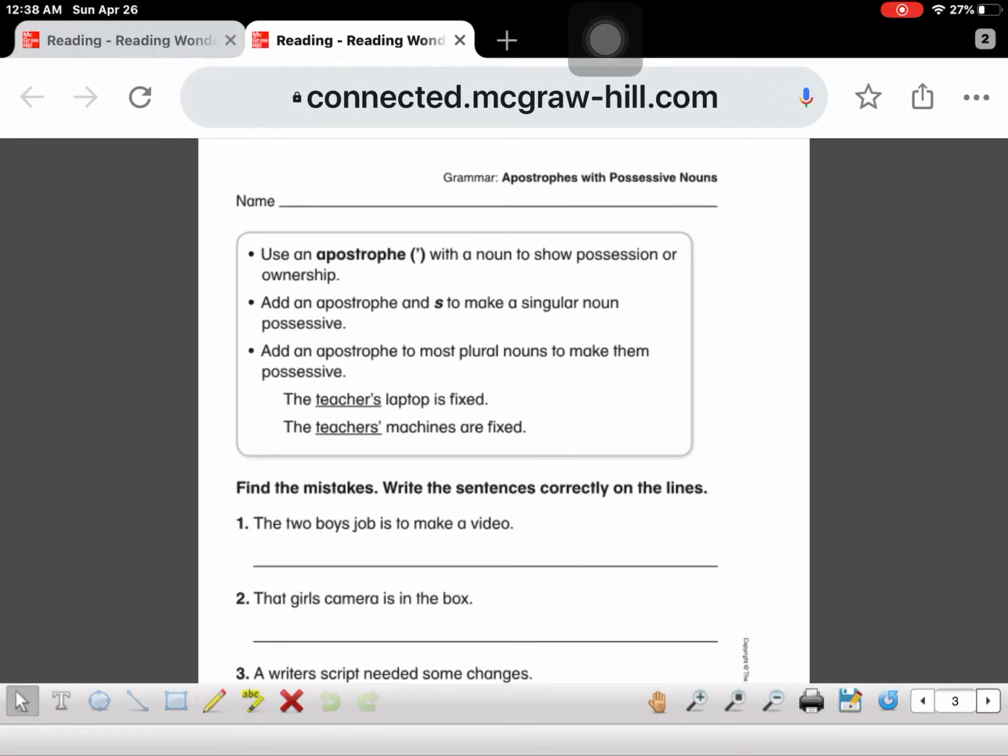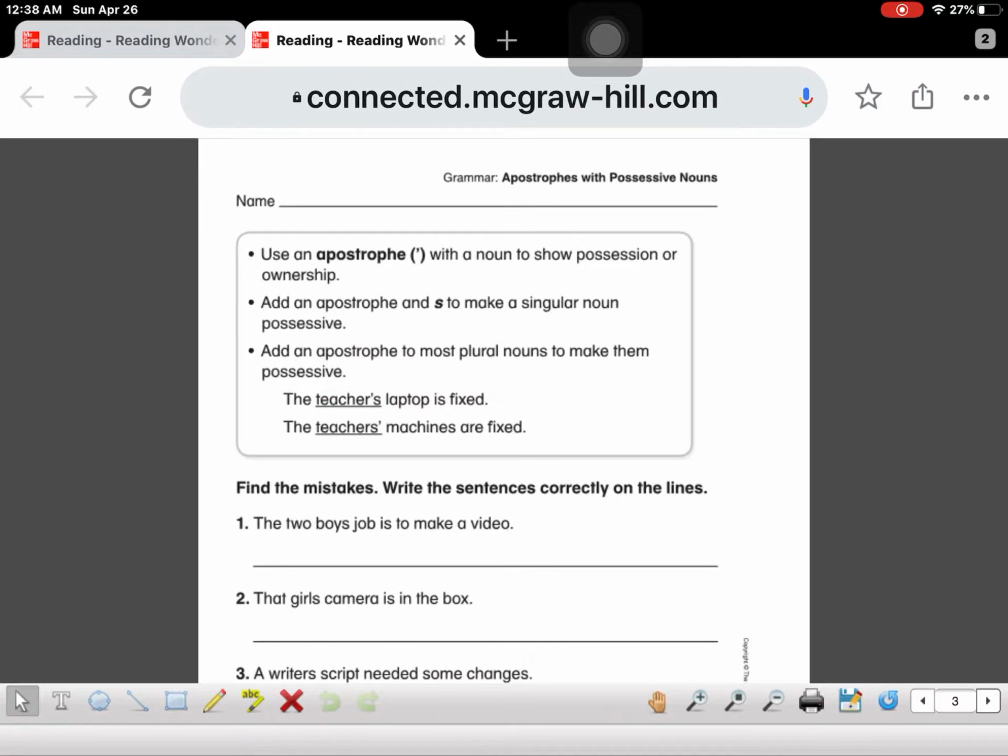Hello again, guys. Today we are going to do a grammar worksheet. Now, if you have your packet and/or printed off this page, it is going to be page 138, and this is about apostrophes with possessive nouns.